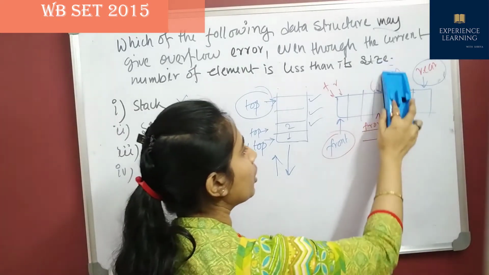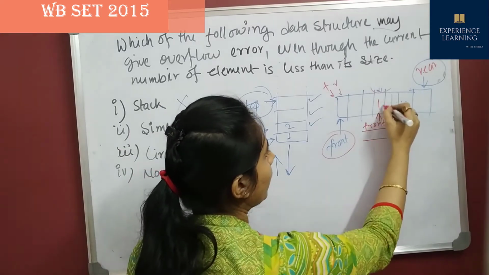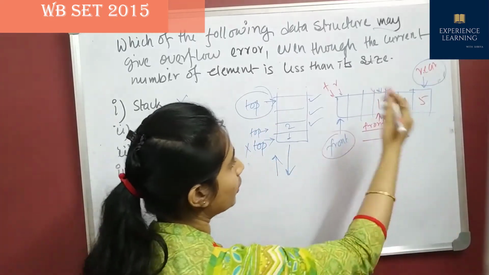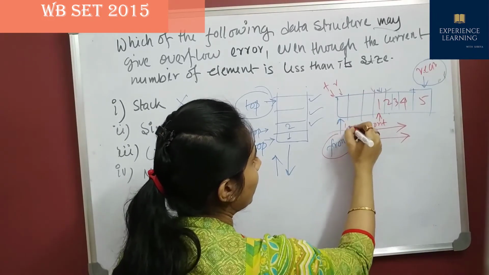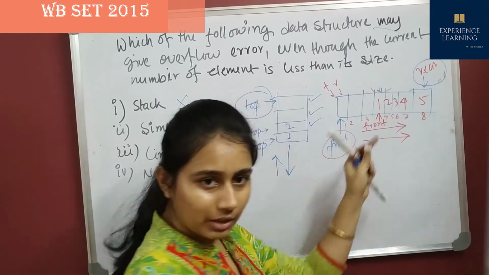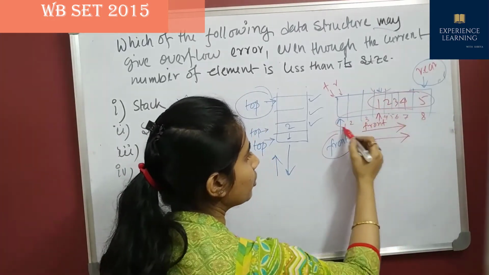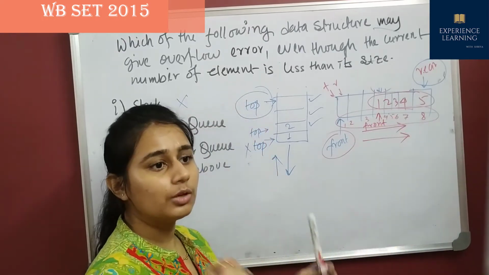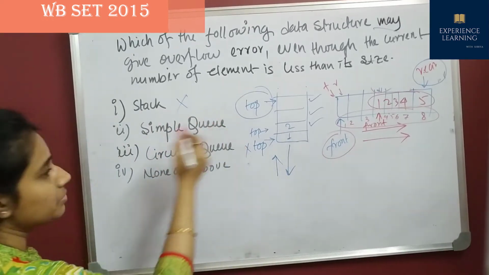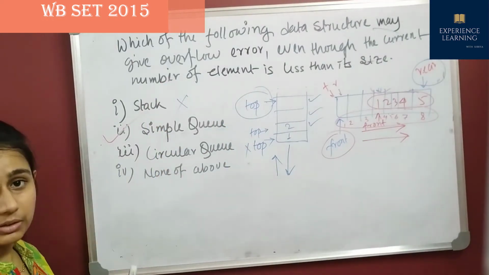Now, total number of elements: say we have 1, 2, 3, 4, 5, so the total number of elements is 5, and the total capacity is 1, 2, 3, 4, 5, 6, 7, 8. Now you can see that the number of elements is 5 and you have a total capacity of 8. Still you are not able to insert data in the case of a simple queue. This is the problem. So here the answer will be simple queue.